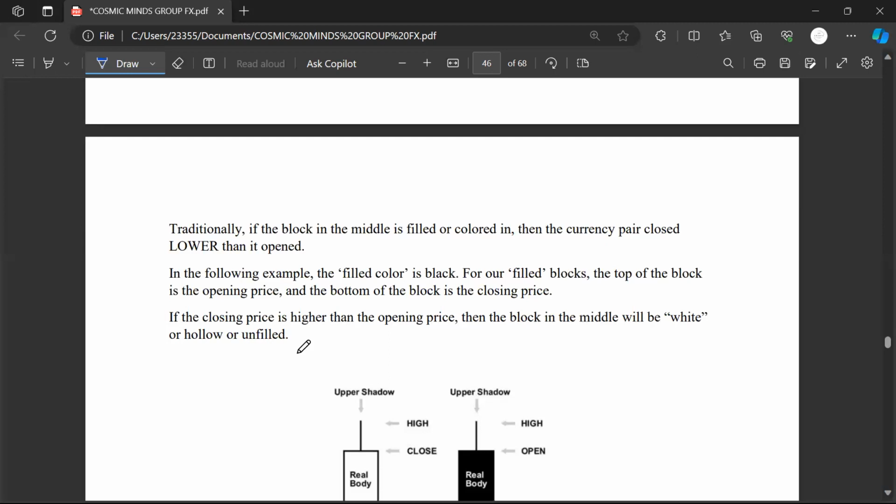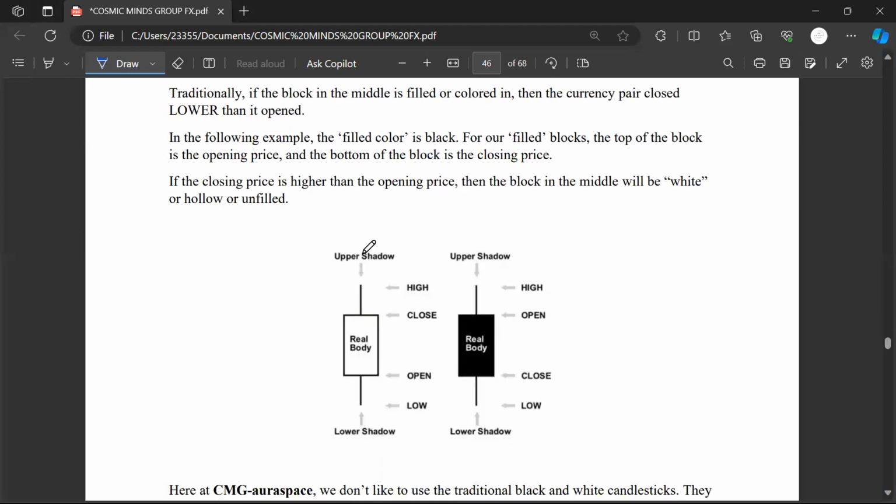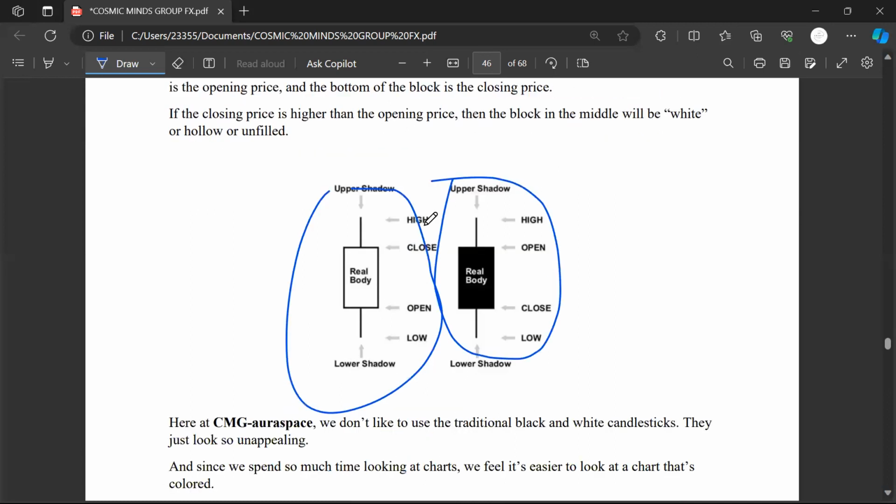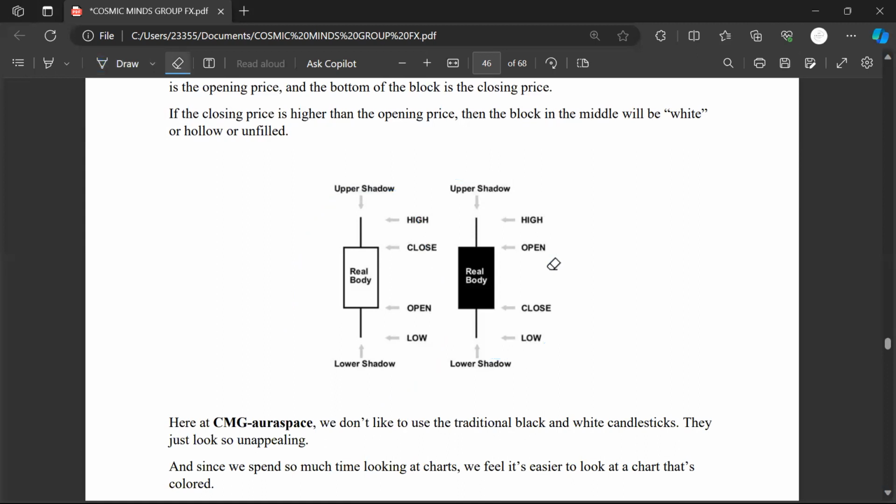Now, so this is what it means. This is one type of candlestick, and this is another type of candlestick. You may ask me why the colors are different. The colors are different because of the opening and closing position on that candlestick, on that market. So it is the opening and closing that determines if the candlestick is bullish or bearish.